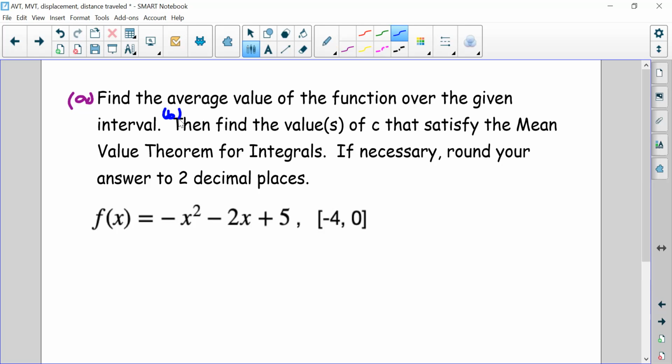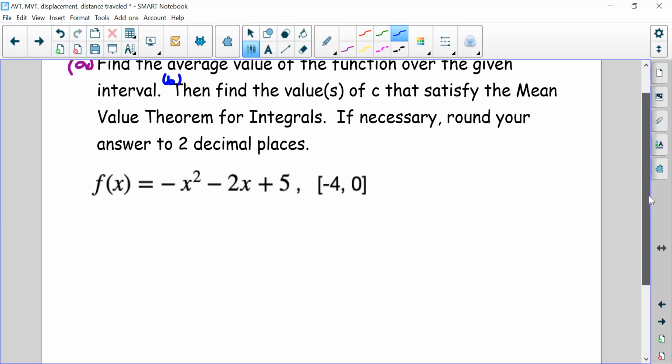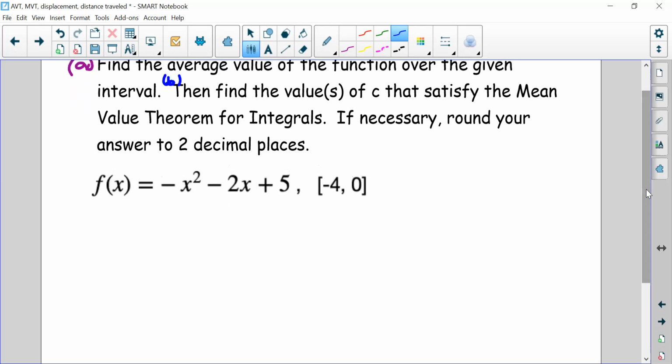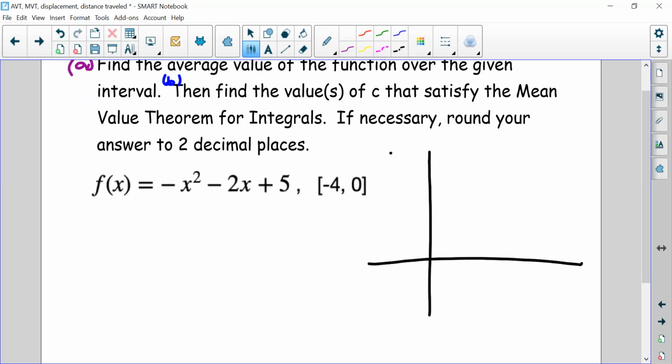Before I actually do this problem, I'm going to talk about the concept. What is the average value theorem, as we learned from the video last night? Basically, here's what the visual was for this average value theorem. We have some function, so let's make that function there, and I'm going from A to B.